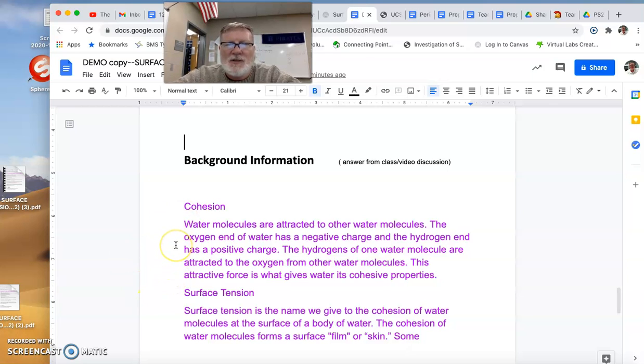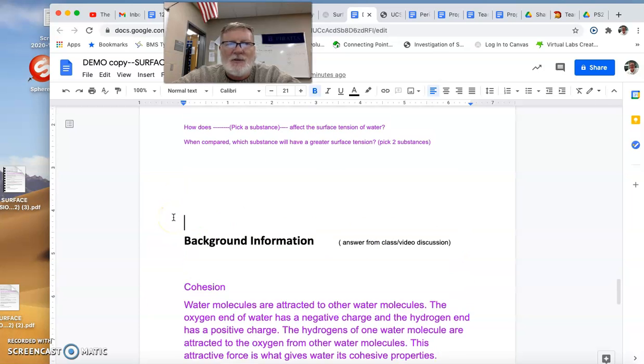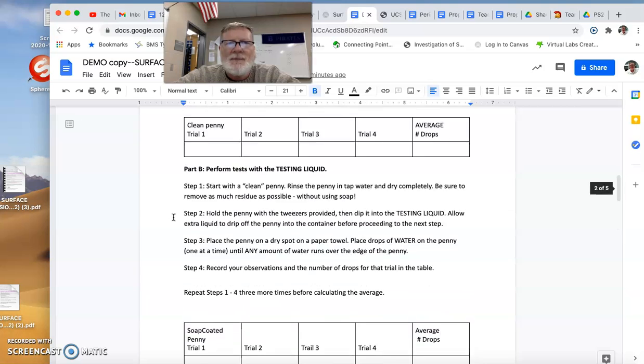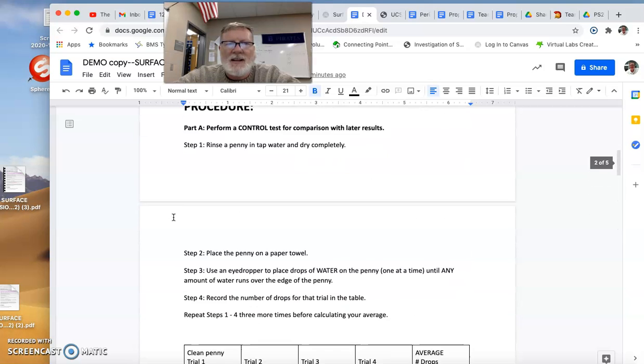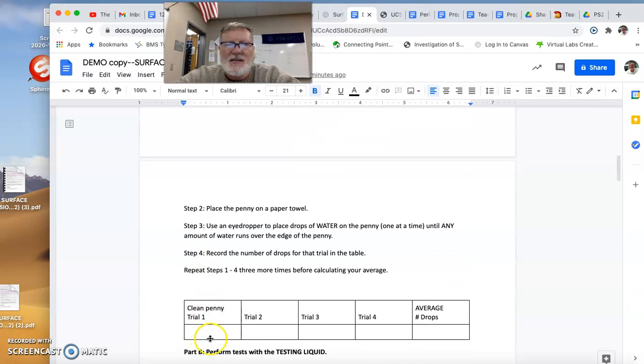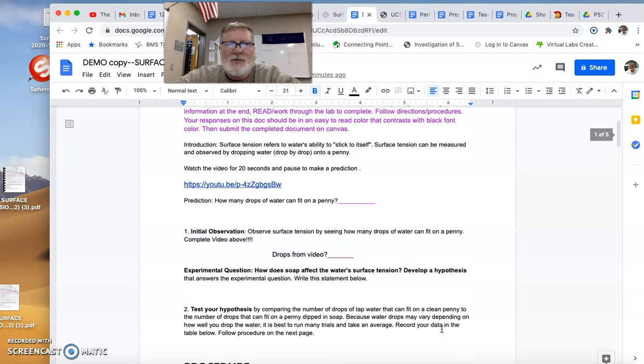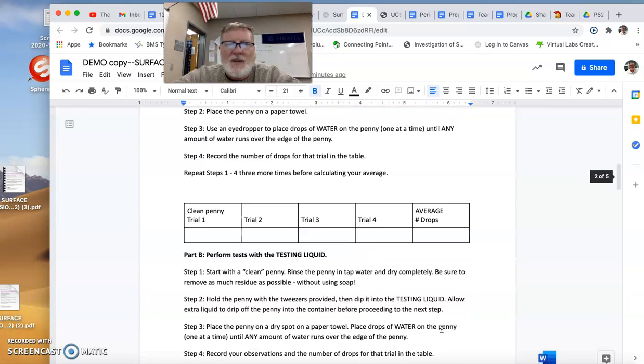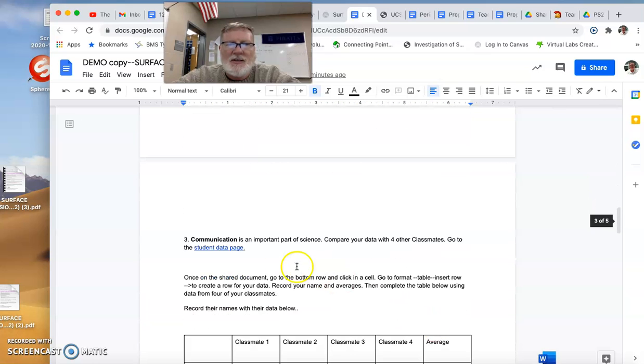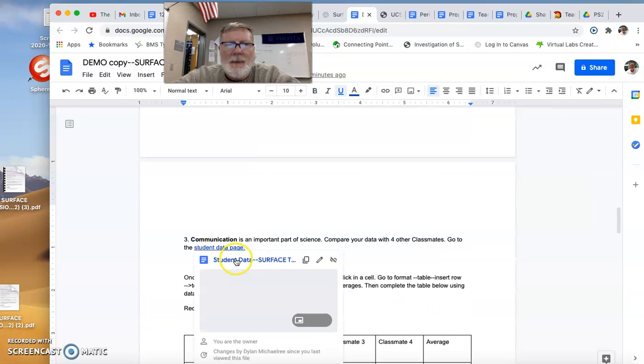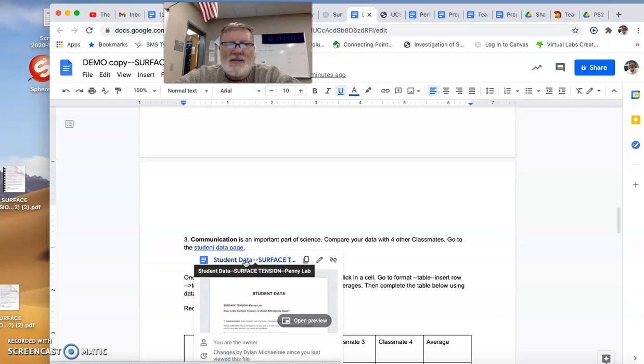Super important as we move into biology next year that you have an understanding of cohesion and surface tension. Okay, so if you are in class, you're going to follow these procedures to get number of drops on a penny and then average. If you are a virtual student, you're going to click on this link right here to the student data page, which looks like this.